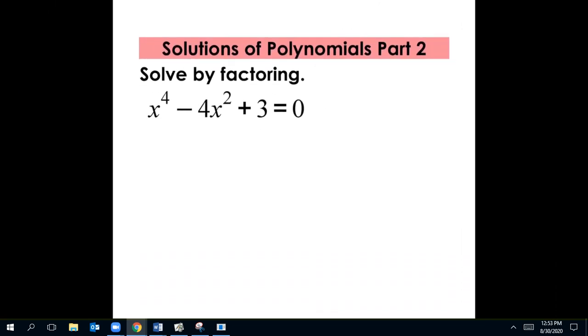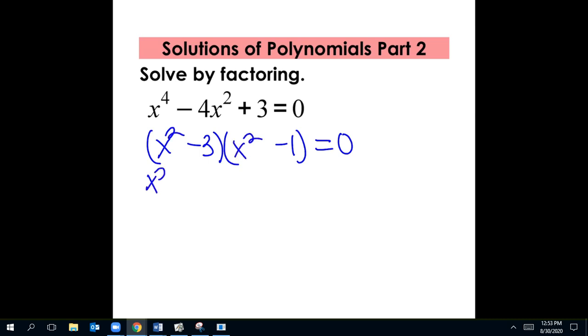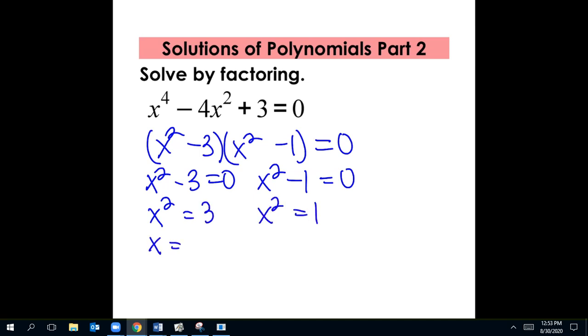So let's go over this quick factoring question. We want to find out what multiplies to positive 3 and then adds to negative 4. And so we want two binomials. We need a negative 3 and a negative 1. And then we're going to have x squared for both. And so then when we solve this, we get x squared minus 3 equals 0, x squared minus 1 equals 0, and x squared equals 3, x squared equals 1. X will equal plus or minus the square root of 3 and plus or minus 1.